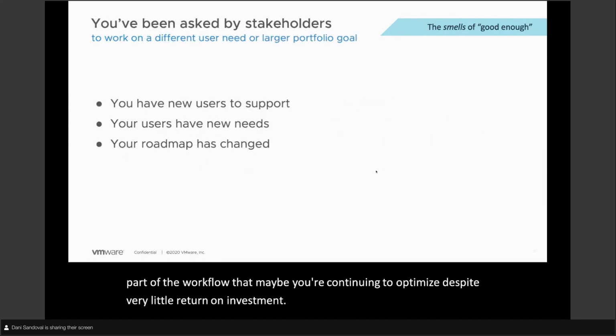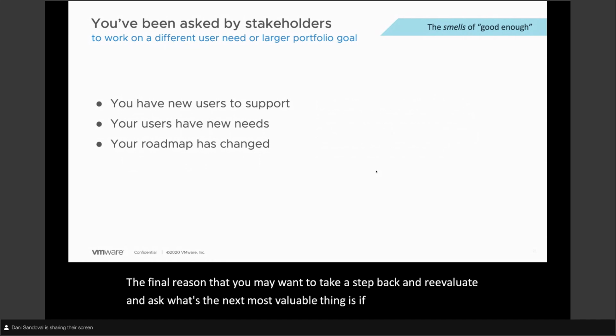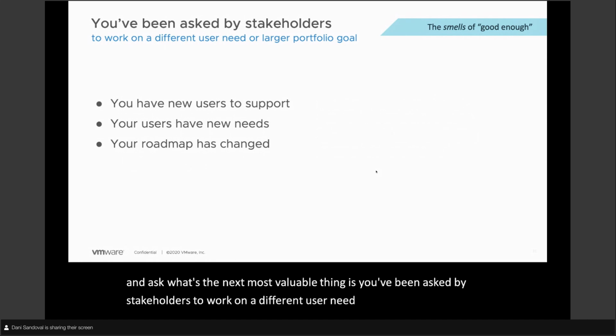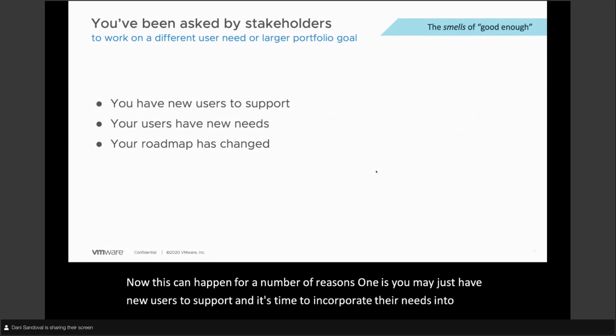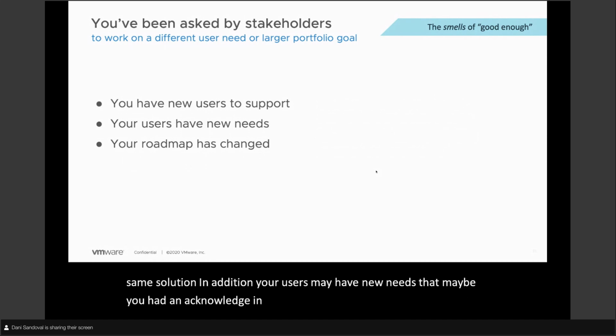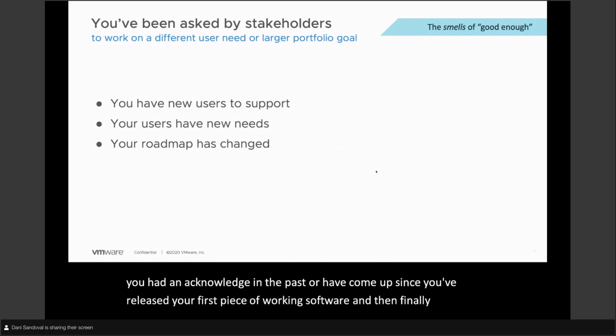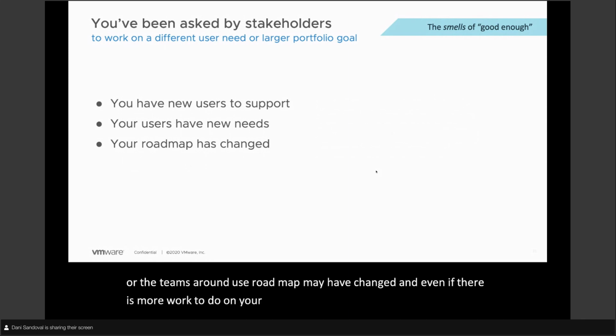Now, the final reason that you may want to take a step back and reevaluate and ask what's the next most valuable thing is if you've been asked by stakeholders to work on a different user need or a larger portfolio goal. Now, this can happen for a number of reasons. One is you may just have new users to support, and it's time to incorporate their needs into your same solution. In addition, your users may have new needs that maybe you hadn't acknowledged in the past or have come up since you've released your first piece of working software. And then finally, your team or the teams around you's roadmap may have changed. And even if there is more work to do on your minimum viable product, there certainly is an opportunity to go outside of that and to work on those more exterior maximas instead of the local maxima.